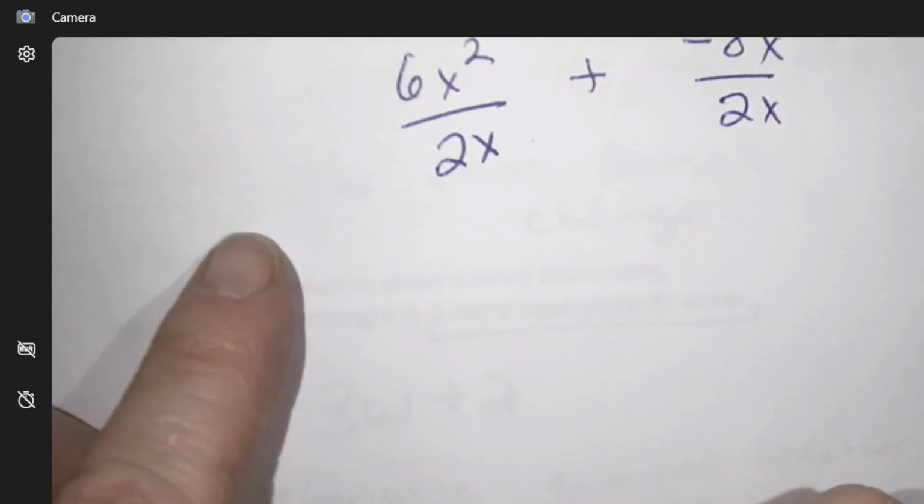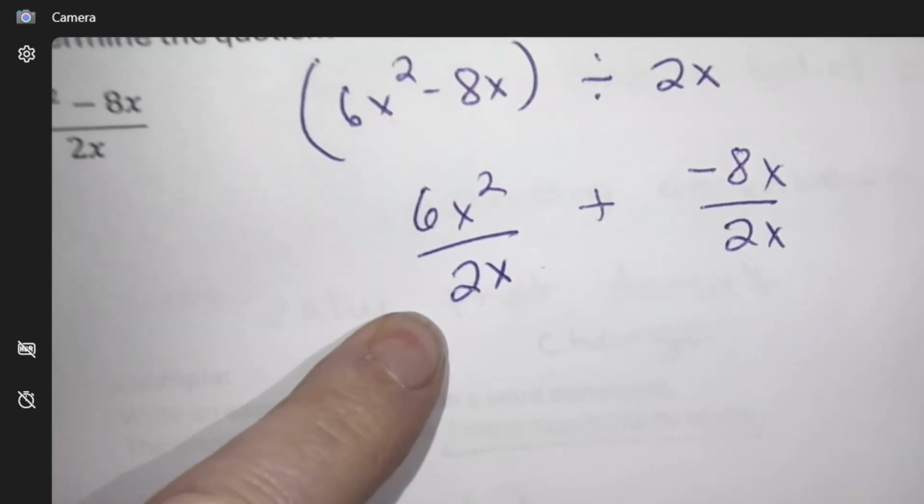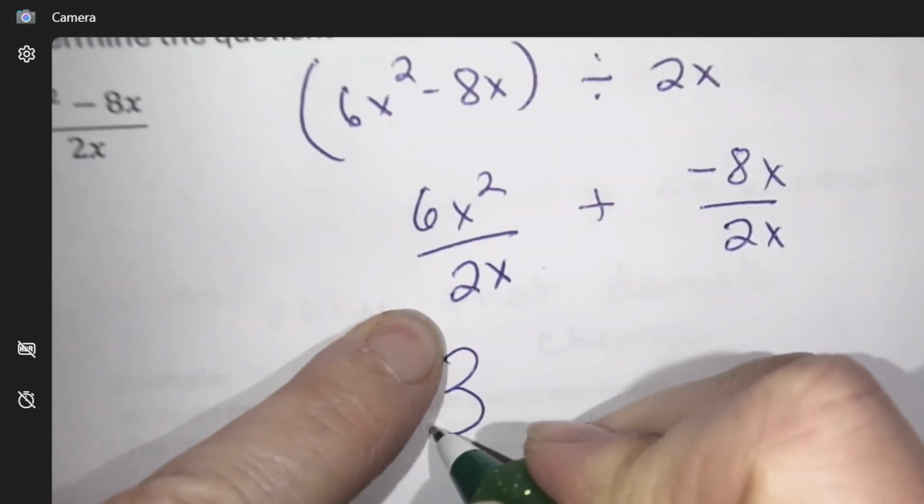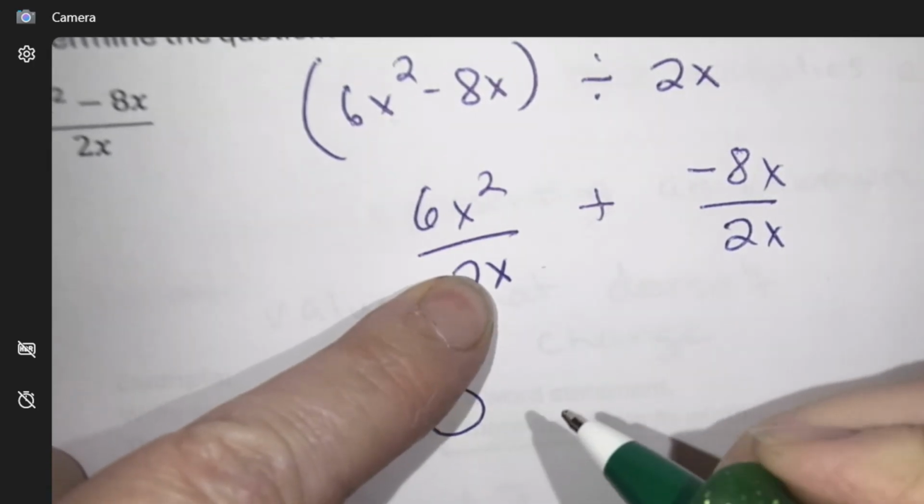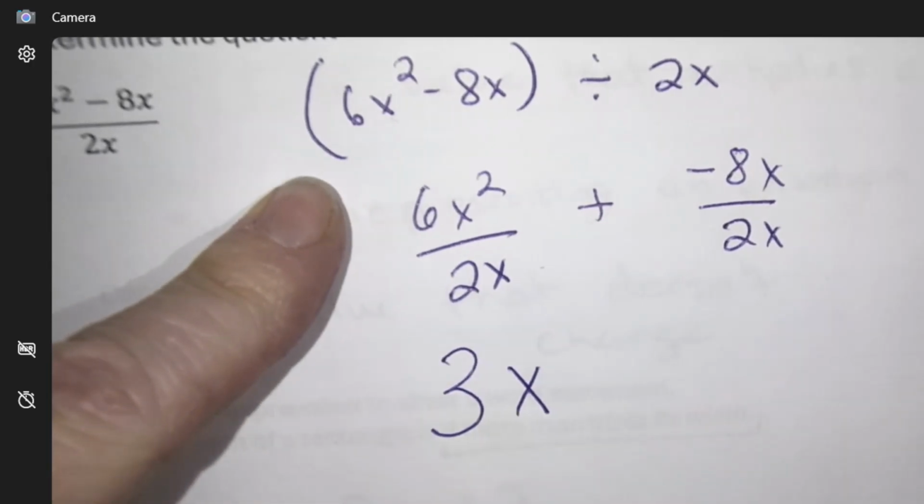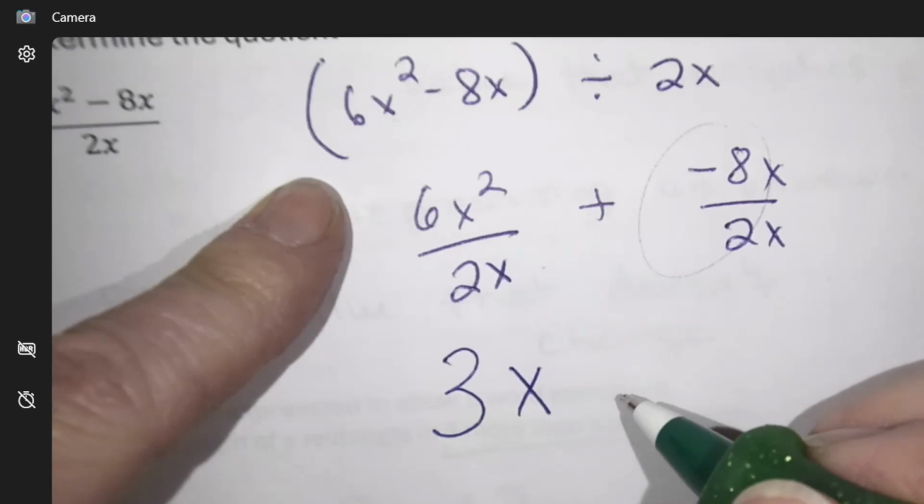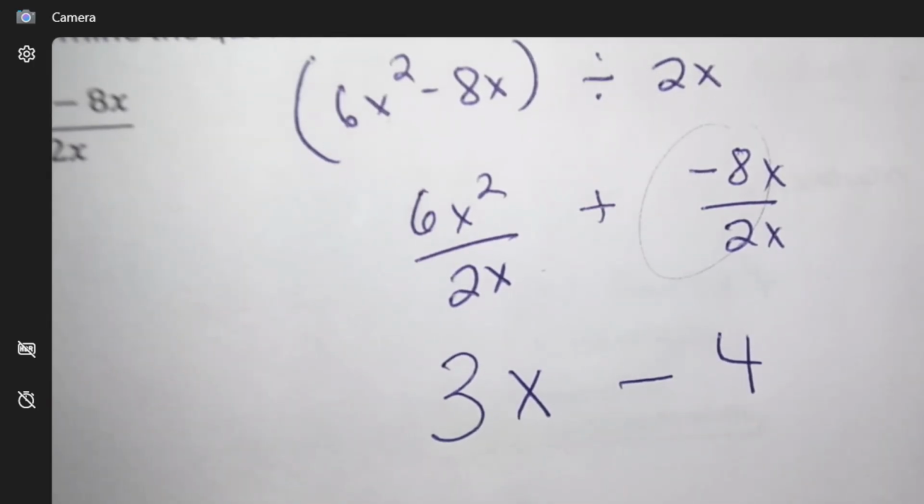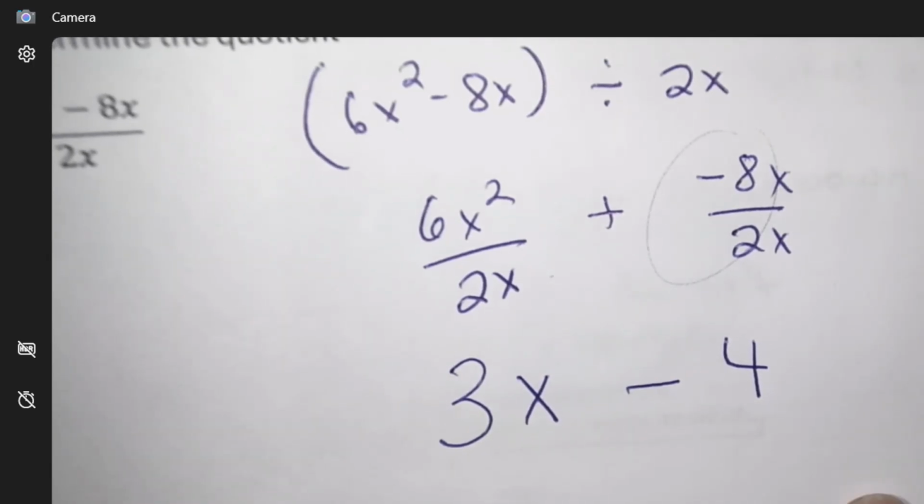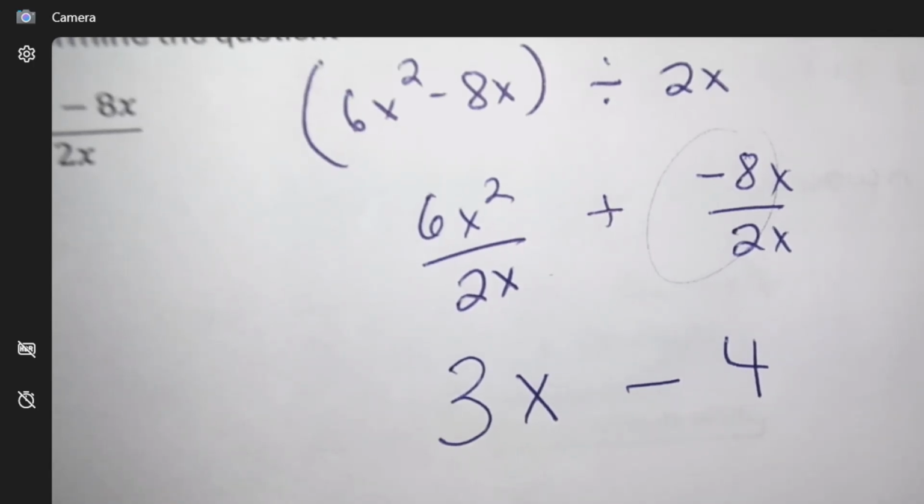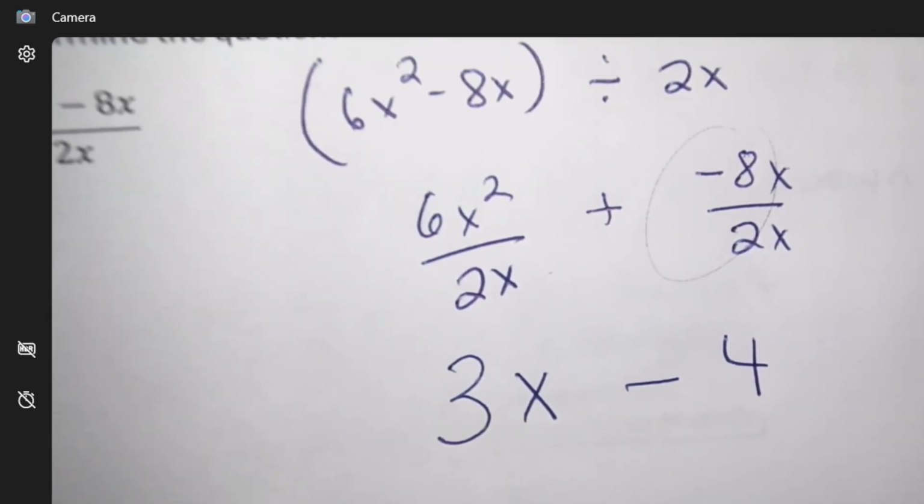So I get 3, and then the letter part, the variable part, x. This number is going to be a subtract 4 or plus negative 4. And the variable part, well, X cancels out X, so it's nothing, so I don't write a variable. Yep. So that's a constant then.